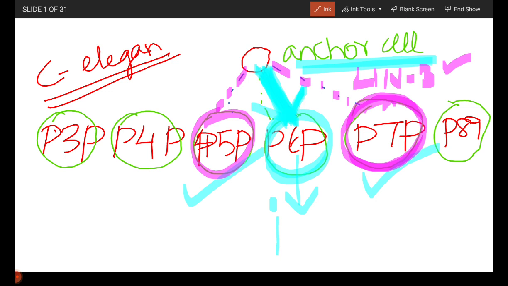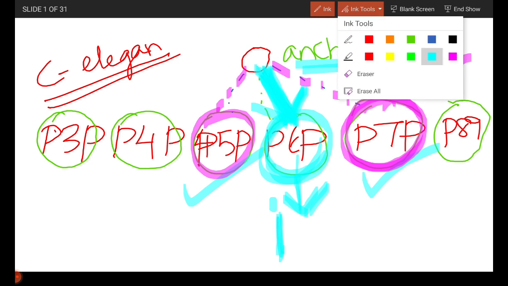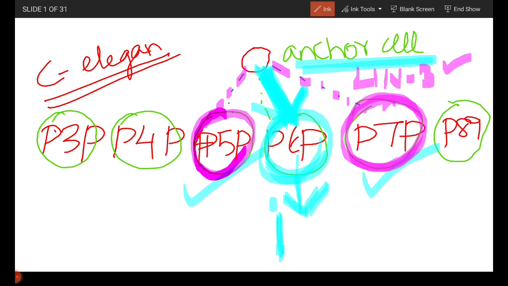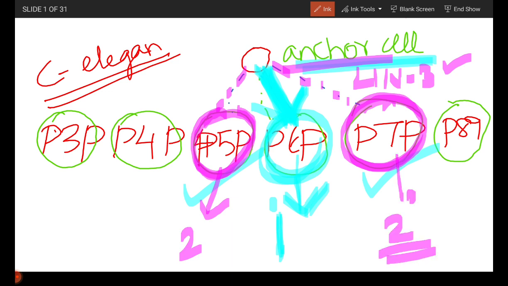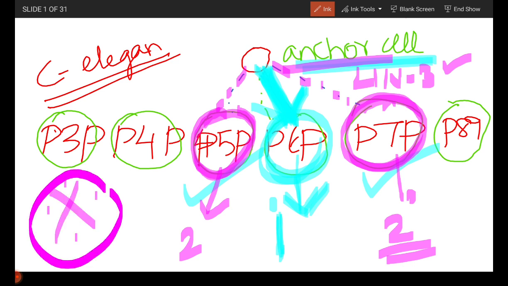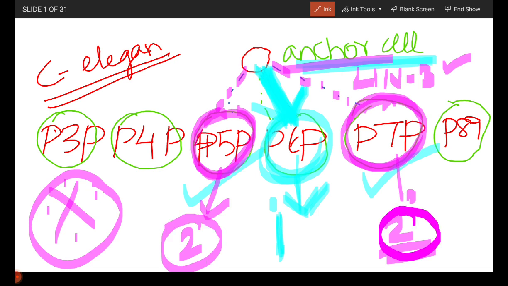Since a high concentration of LIN-3 reaches P6.p, it will attain primary fate, and P5.p and P7.p, which receive a comparatively low amount of LIN-3 produced by this anchor cell, will give rise to secondary fates. This is the most important example of morphogen and morphogenic gradient. If the concentration of the morphogen received differs, the cells differentiate into primary and secondary.